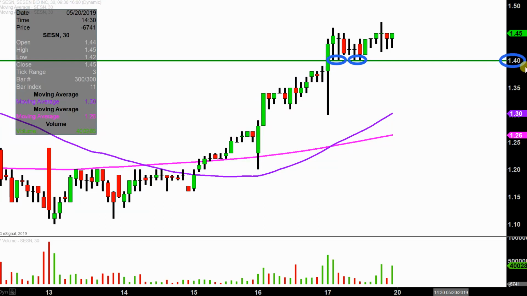So $1.40 is going to be the ideal level, meaning if the price can stay above there, that would certainly make the chart look the best. With that being said, I'm not saying that if the price falls below $1.40, the entire chart's destroyed or ruined or anything like that. But if the price could stay above $1.40, that definitely would be a big sign of power.